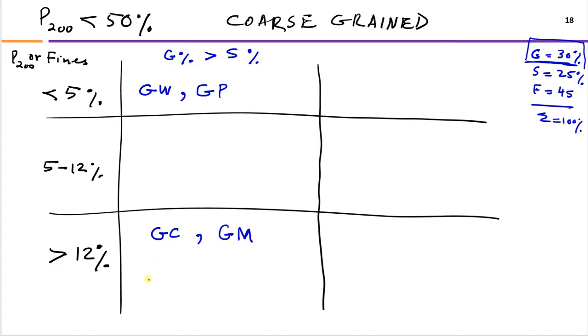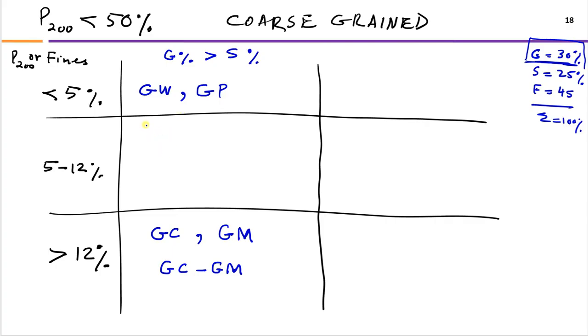Or there is another possibility, and that is the dual GC-GN. Yes, this is also possible. So there are three groups when fines are more than 12%. What about between 5 and 12? So here, when it is 5 to 12, there is a dual gradation.